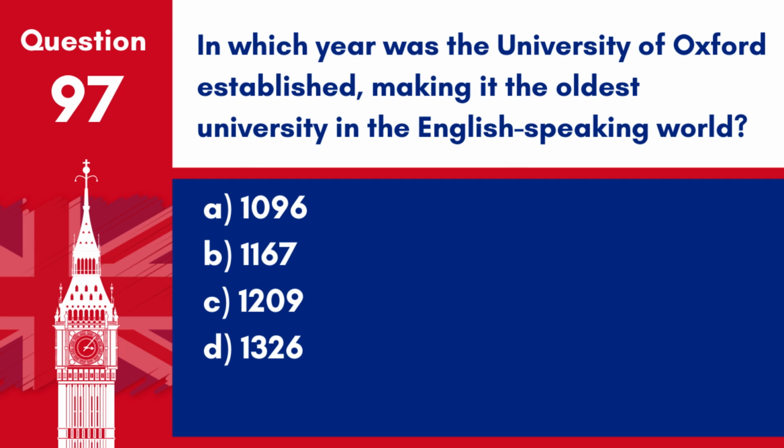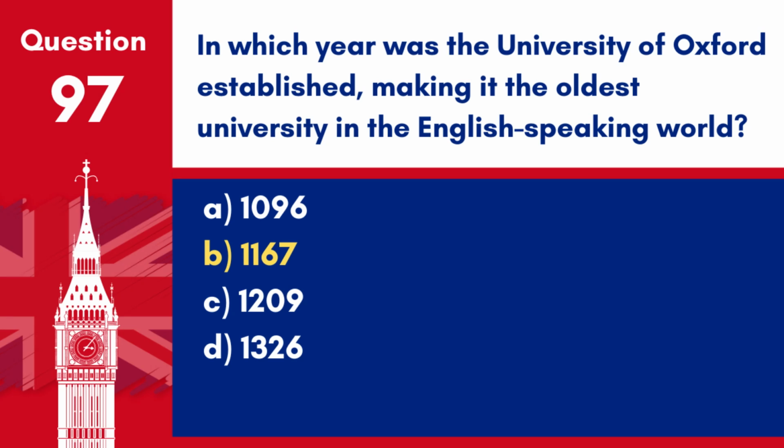Question 97. In which year was the University of Oxford established, making it the oldest university in the English-speaking world? A. 1096. B. 1167. C. 1209. D. 1326. Answer. B. 1167. The University of Oxford traces its roots back to around 1167, making it the oldest university in the English-speaking world.